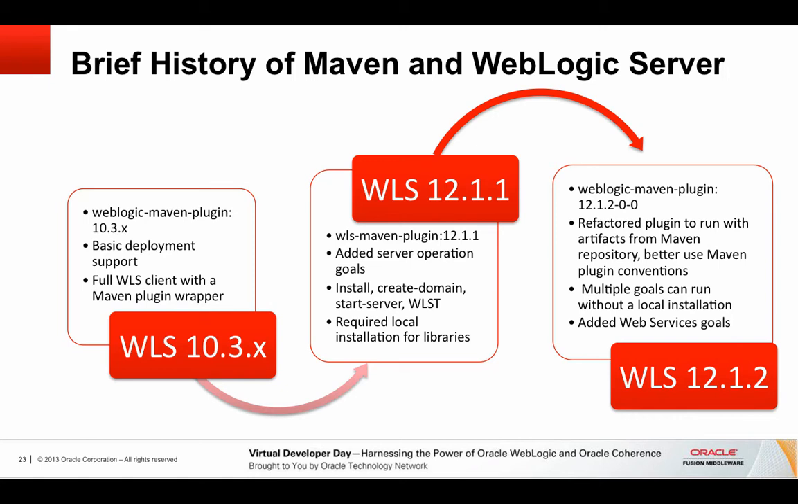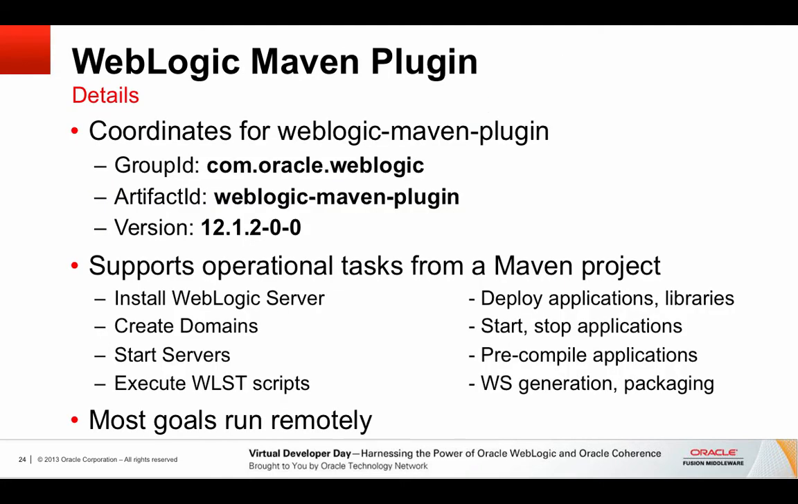So there you can see we've provided support for Maven for a number of releases, and it's varied over time, but the new WebLogic Maven plugin from 12.1.2 is showing the direction we're moving forward. Now we have artifacts in a repository that we can rely on and use. Alright, so in this release, the WebLogic Maven plugin has a group ID of com.oracle.weblogic. It has an artifact ID of WebLogic Maven plugin, and as would come as no surprise, the version is 12.1.2.0.0. As I've said already, it provides the ability to execute operations against a WebLogic server instance from within a Maven project.